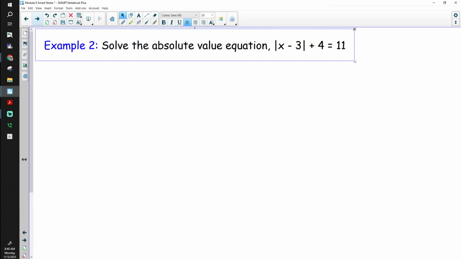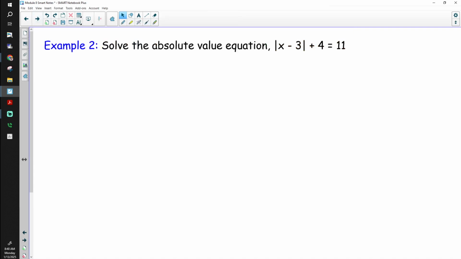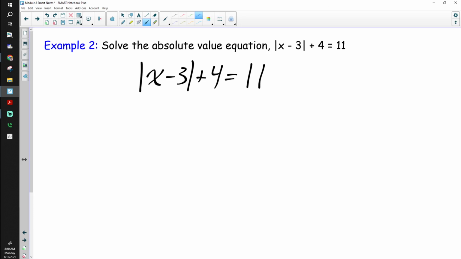Alright, example 2. Okay, so I have the absolute value of x minus 3 plus 4 equals 11. Start with your waterfall. We're going to follow the same 3 steps every time. It's like we just added a term in there.